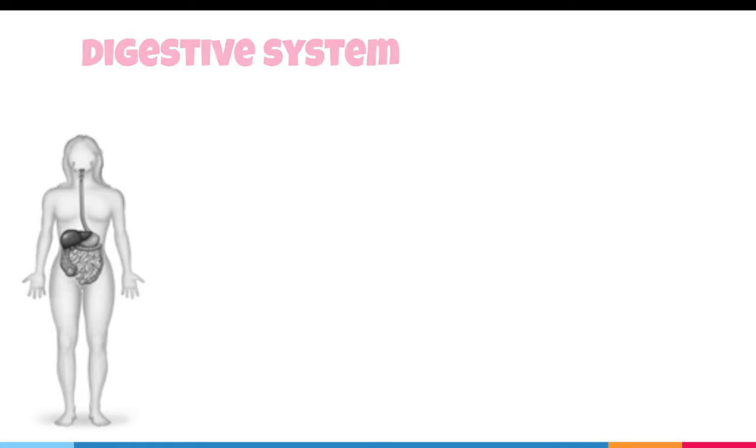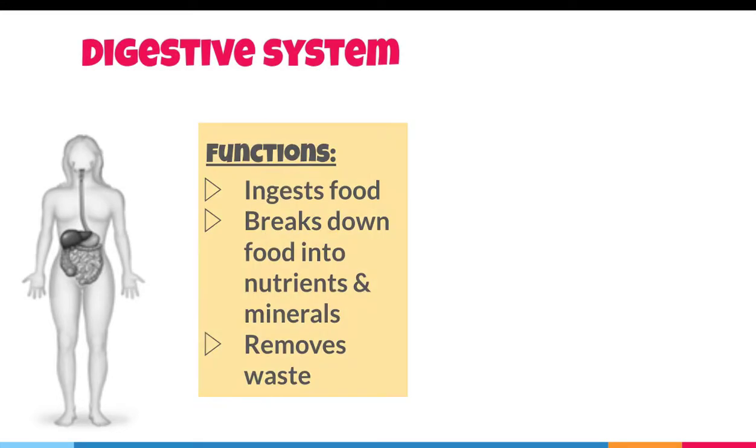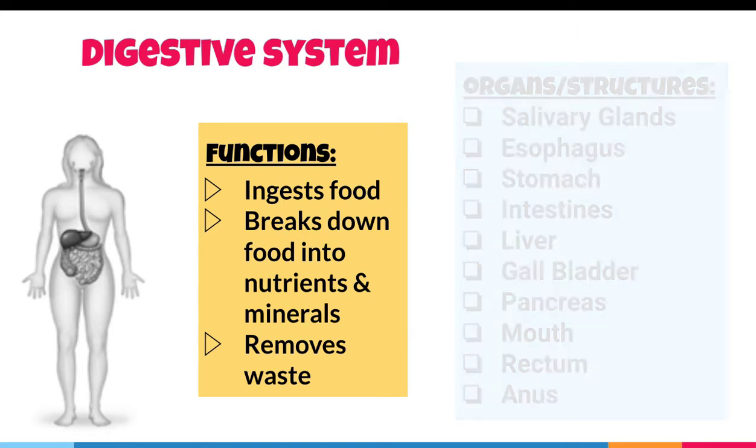Next, we have the digestive system. Its functions are to ingest or take in food, to break down the food once it's in our body so that we can get the nutrients and minerals out of it. And then lastly, to remove the waste, the leftover food that is void or does not have nutrients or minerals.